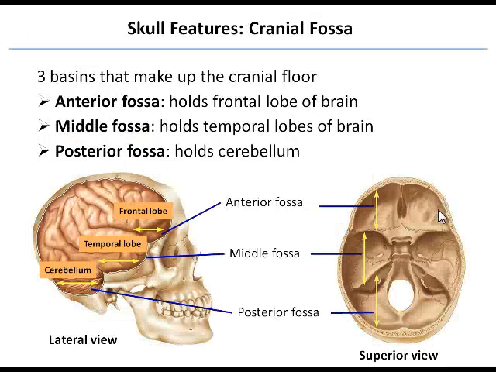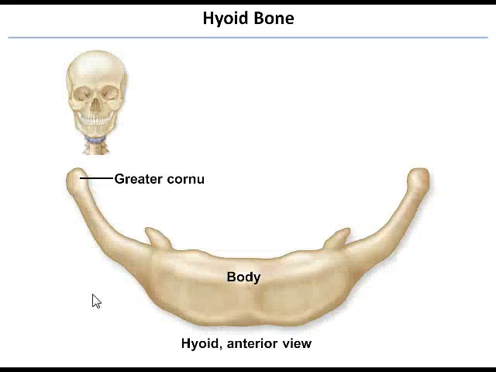When we look internally within the cranial fossa, we can see three steps or three spaces. These are the anterior, middle, and posterior fossae, which are regions located inside the cranial cavity in which the levels of the brain are located. You can see that the anterior fossa houses the frontal lobe, the middle fossa the temporal lobe, and the posterior fossa houses the cerebellum.